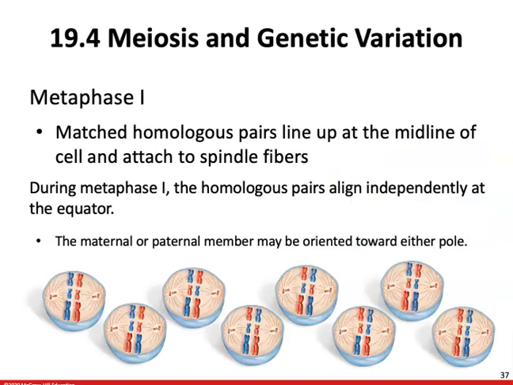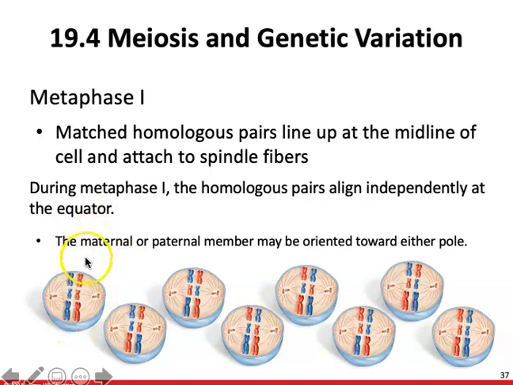Another introduction of genetic variation occurs during metaphase 1. If you remember way back when we talked about mitosis, we talked about metaphase. During metaphase, our chromosomes are going to line up down the center of the cell. Now, when they line up down the center of the cell in mitosis, they're all going to form a single line. So we're going to have 46 chromosomes, 1, 2, 3, 4, all the way down the line, 46 chromosomes in a straight line. So they're going to line up single file in mitosis. In meiosis, they don't line up single file. They line up in those homologous pairs.